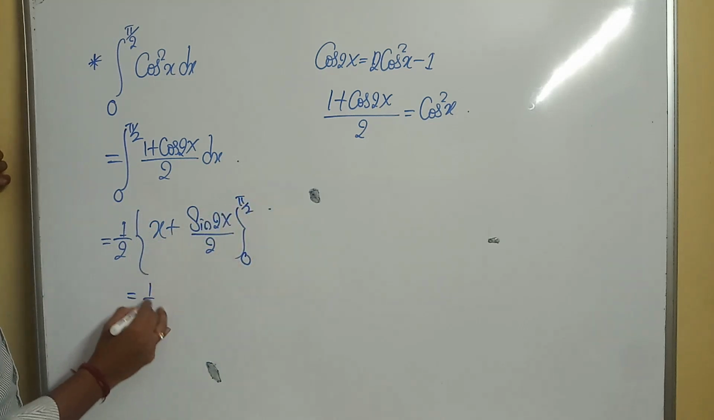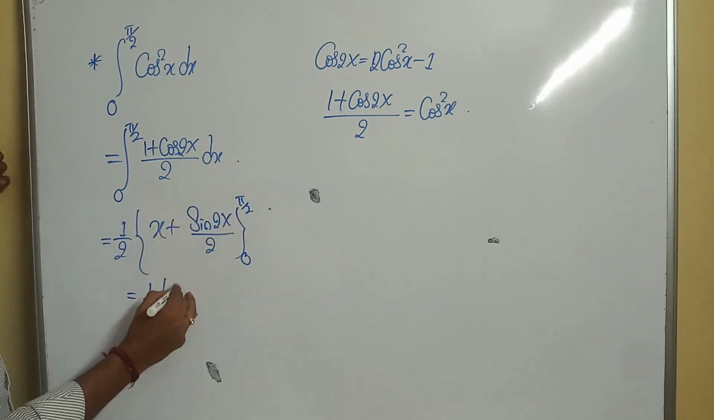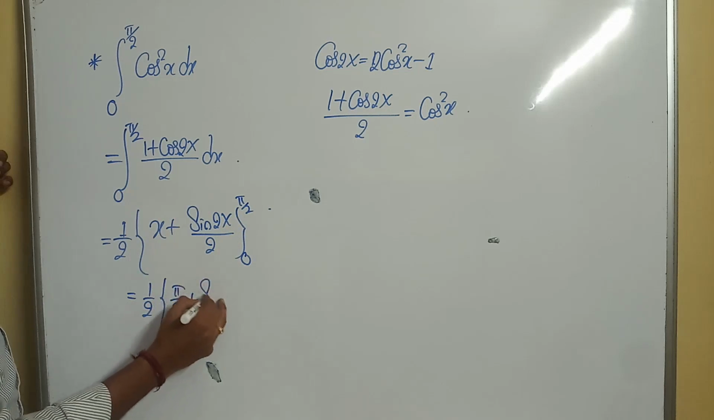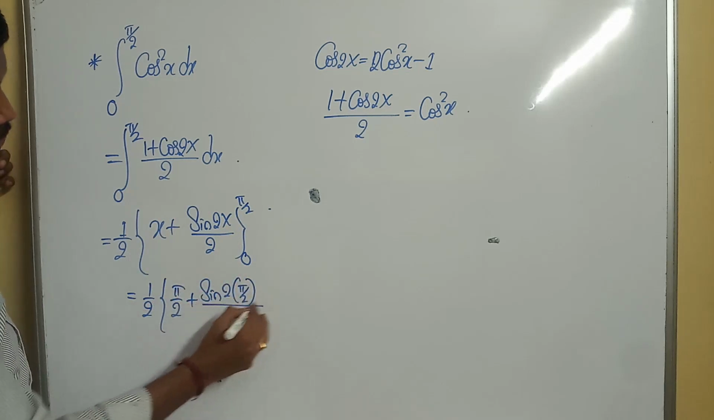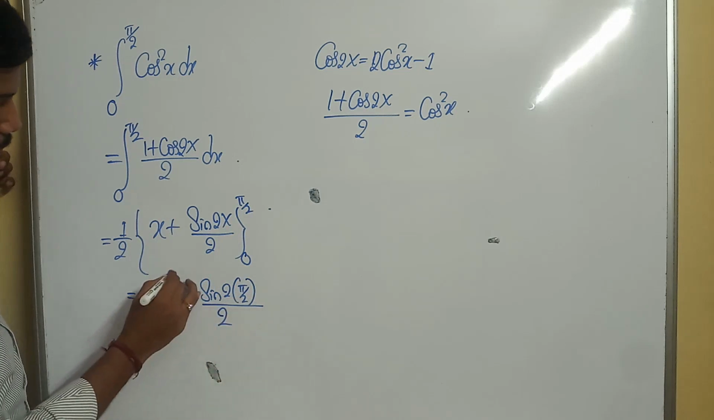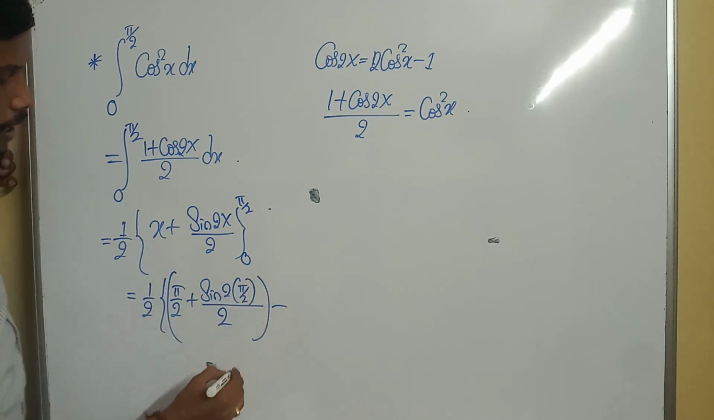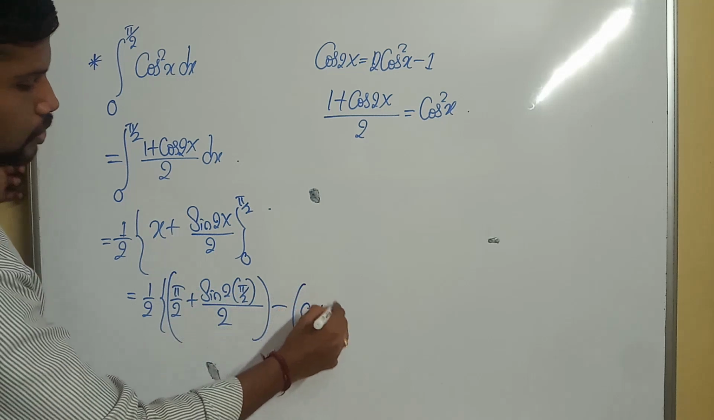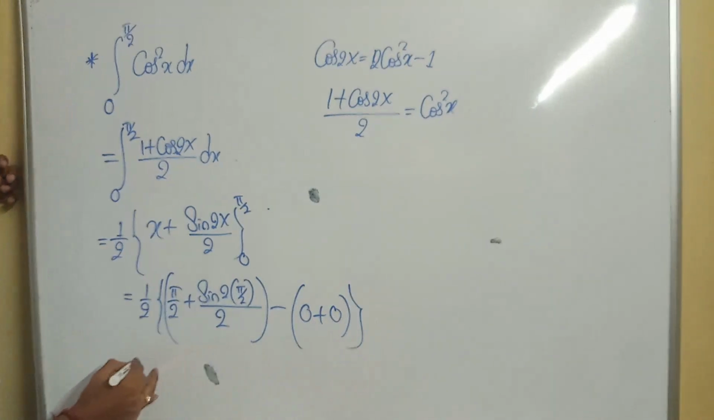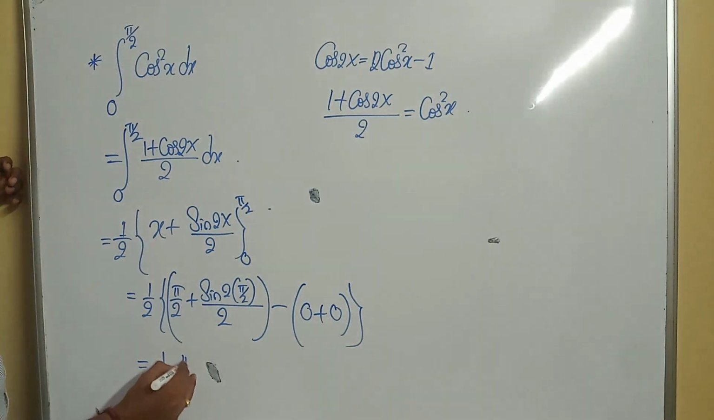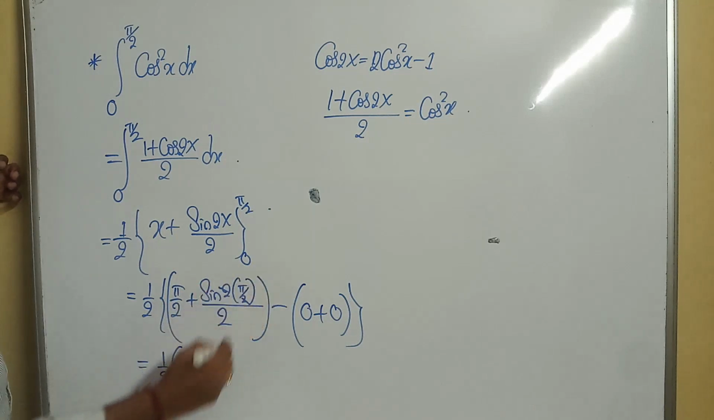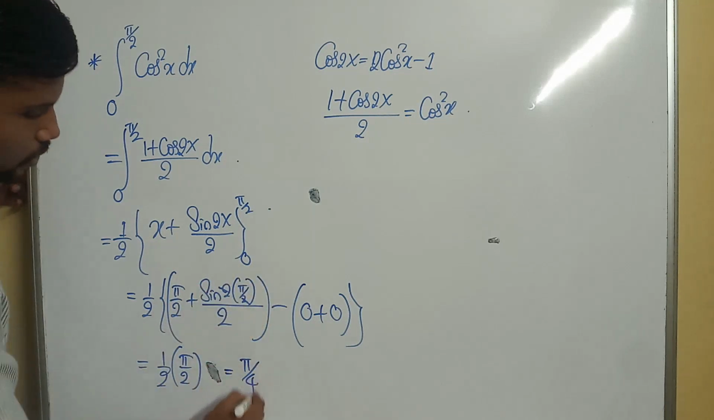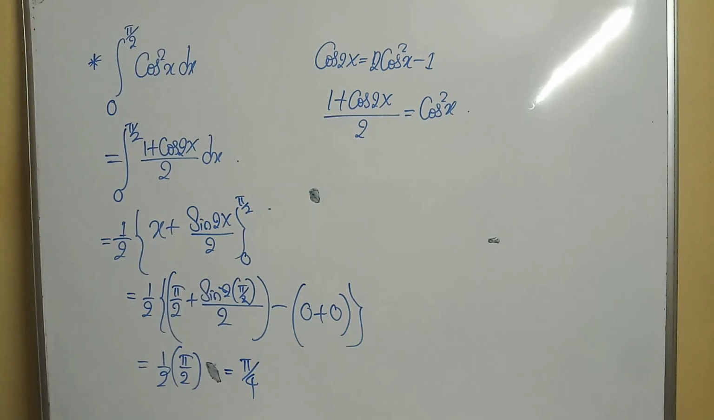Got it? 1 by 2, substitute the upper limit value, pi by 2 plus sine of 2 into pi by 2 divided by 2. Okay, this will be upper limit minus lower limit, 0 plus sine 0 will be 0. Got it? It will be 1 by 2 into pi by 2. Okay, 2 cancel, sine pi will be 0, remaining all the values will be 0. The answer will be pi by 4.